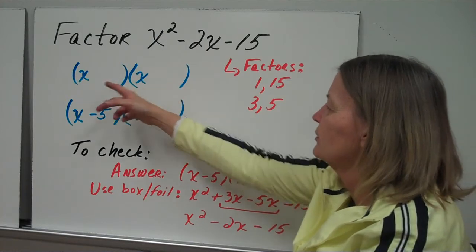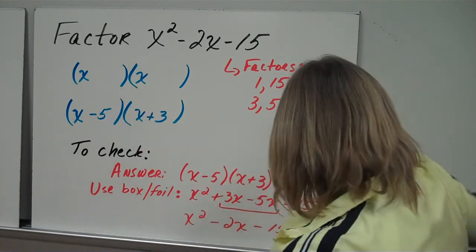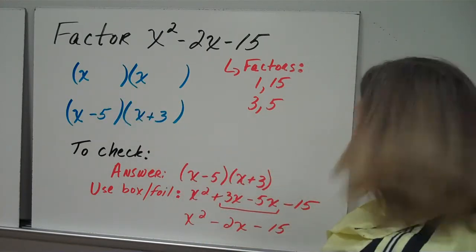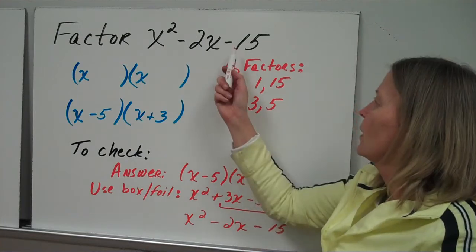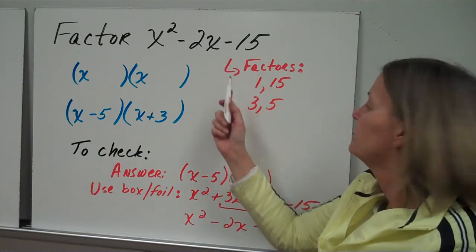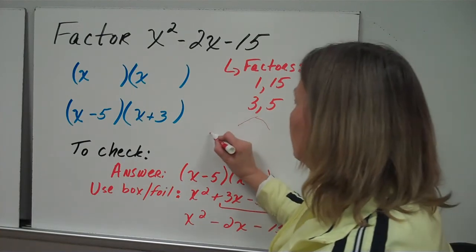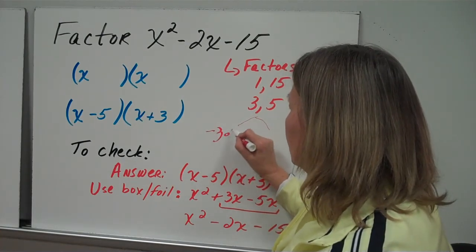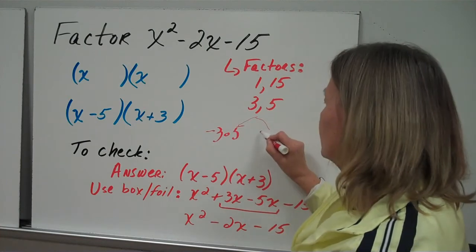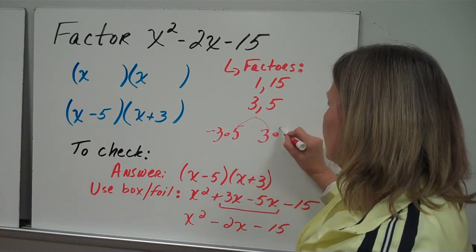So what we're going to do is get our first terms of x. Now we need to look at our 3 and 5. We have a negative 15. How can we get a negative 15? Well, negative 3 times positive 5, or positive 3 times negative 5.